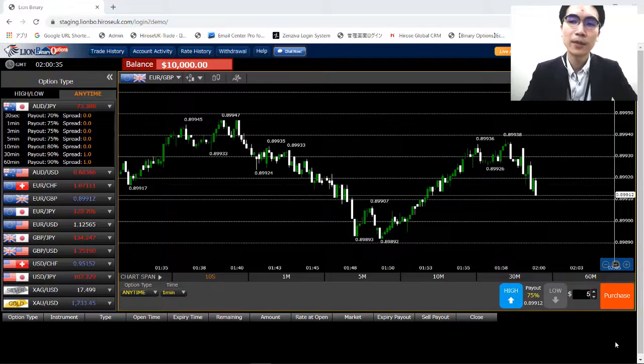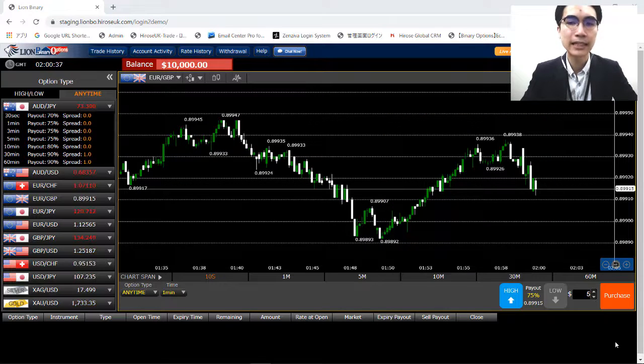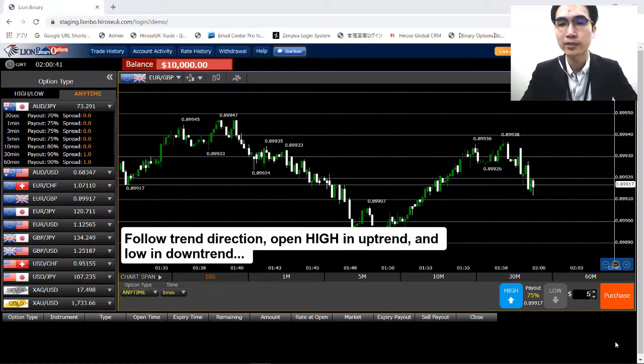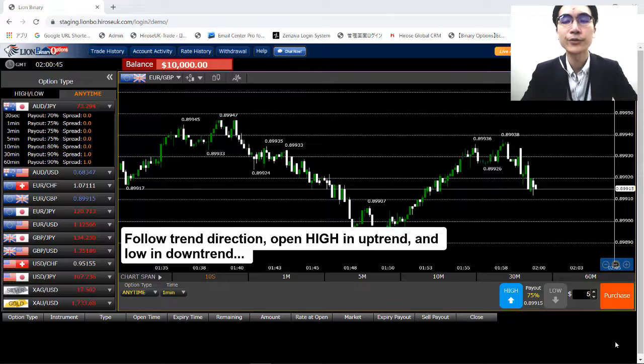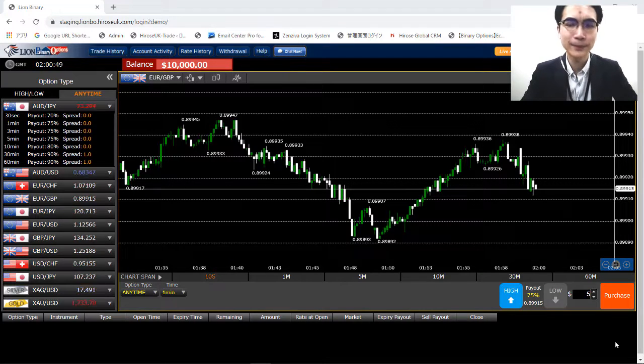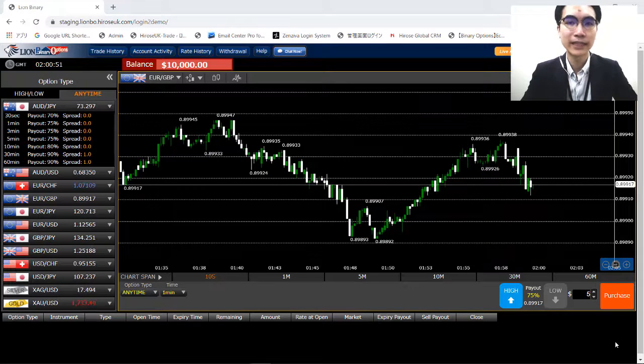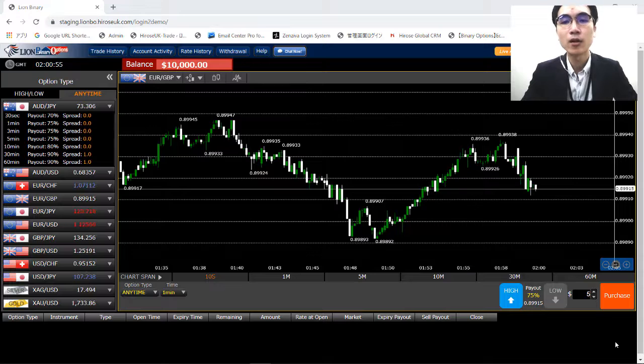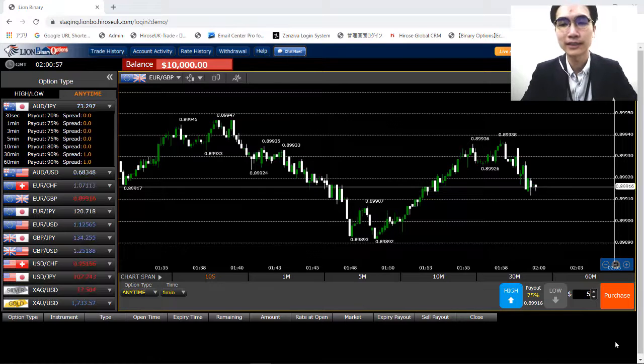Just a tip for beginners: we should always follow the trend direction. During a downtrend we will only go for low, and during an uptrend we will only go for high. That's pretty simple, and there are a lot of indicators that can help you identify the trend direction or the purchasing timing.